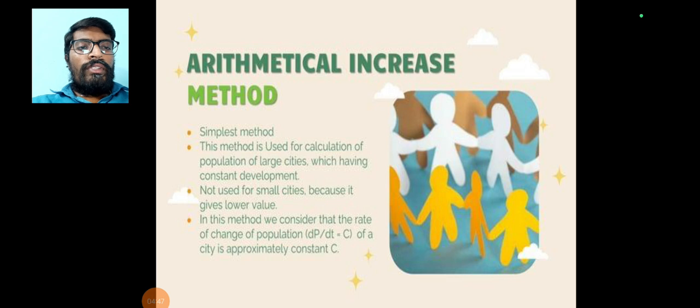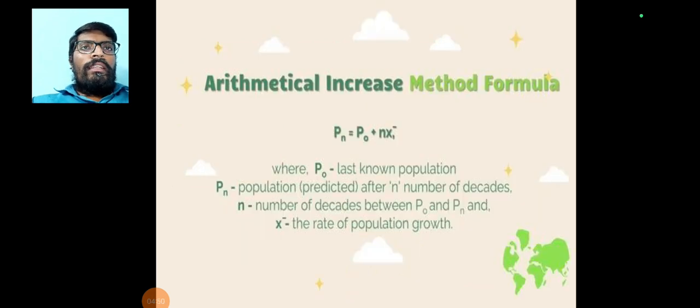So the population after n decades will be Pn is equal to P naught plus n into I, where Pn is the population after n decades, P naught is the last known population, n is the number of decades between the present population and the future population, and I is the rate of population growth.